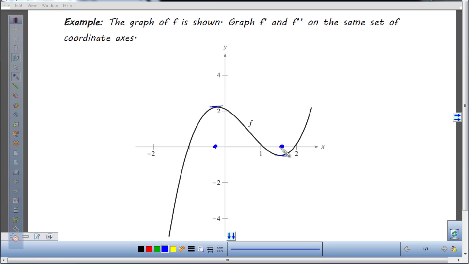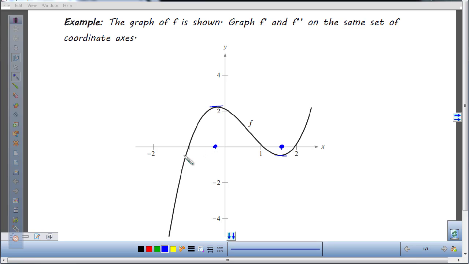Okay, so I've got a relative max here, and at this same x value, I would have a slope of 0. I have a relative min here, so at this same x value, again, I'm going to have a slope of 0. Okay, now what I'm going to do is look to the left and right of those points and determine if the slope was positive or negative.